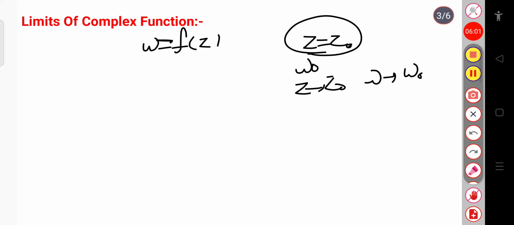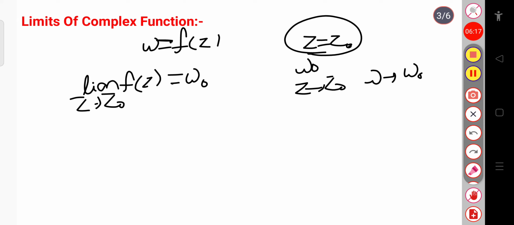Except z0, at every point the function is defined, then we can say that simply I am writing this limit as z tends to z0 of f of z, and this value should be equal to w0. So then we can say that this is the limit of the complex function.